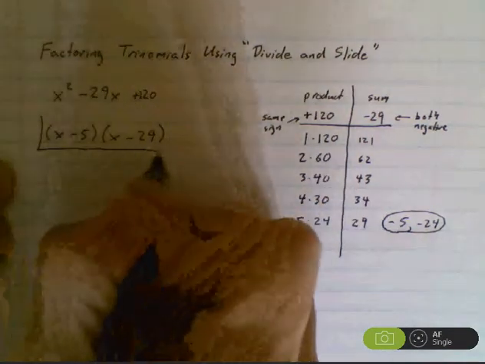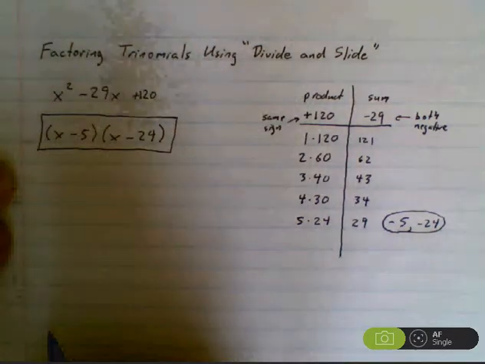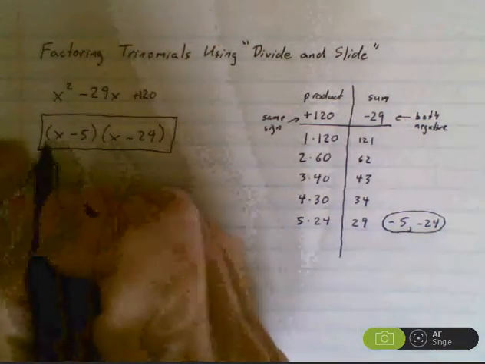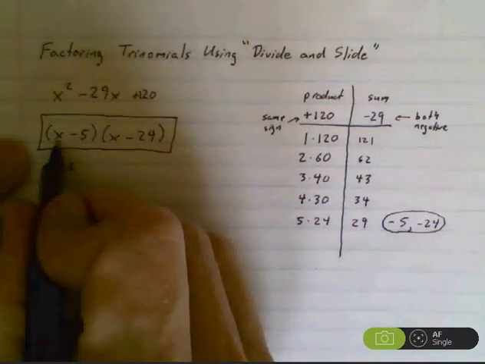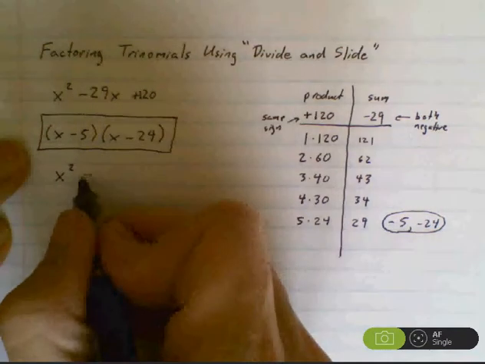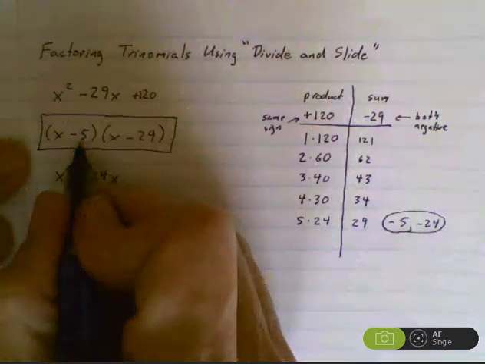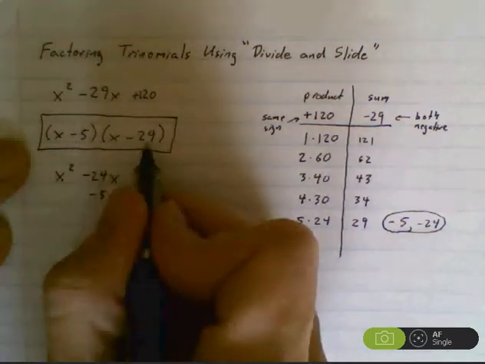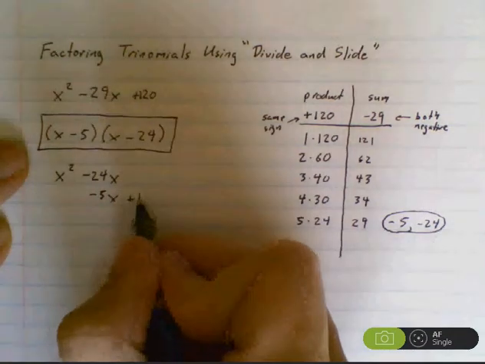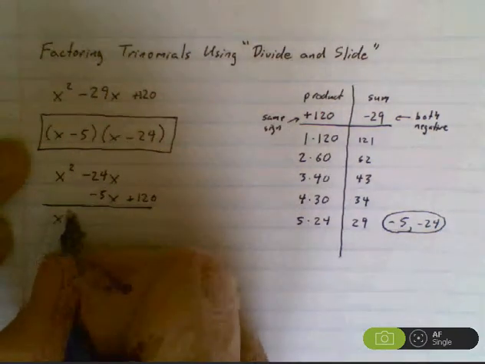Now it's probably worthwhile to check the answer, so let's FOIL it out just to be sure. X times x is x squared. X times negative 24 is negative 24x. For the inner, negative 5 times x is negative 5x. And negative 5 times negative 24 is positive 120. When you add that, that's x squared minus 29x plus 120. So it checks.